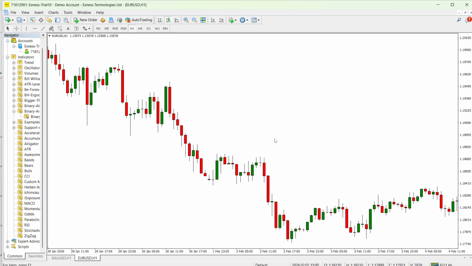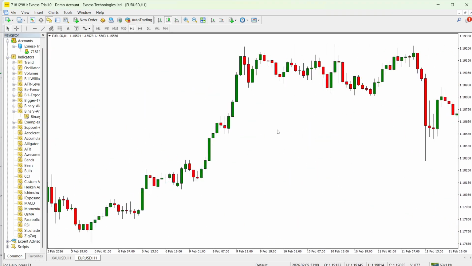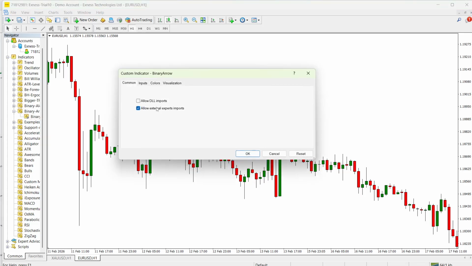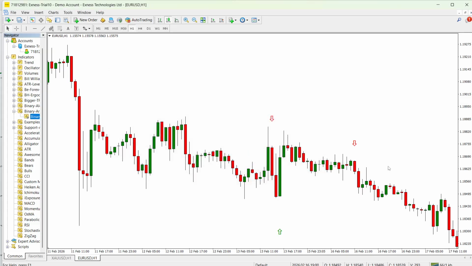In this video you'll see how the arrows appear, how they behave around shifts in momentum, and which basic options you can adjust. At this point I'm going to load the indicator on the charts so you can see how it looks in real time. Remember, I want to allow DLL inputs. And just like that, we have it installed on the charts.